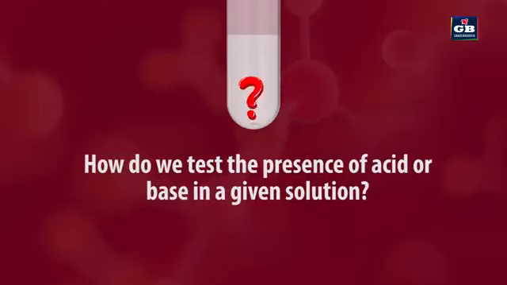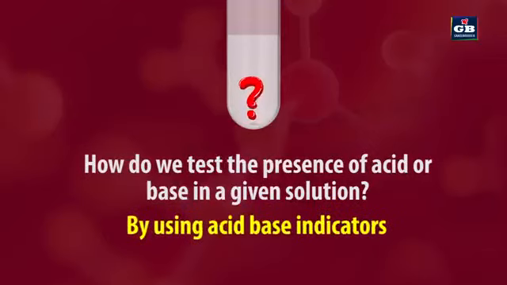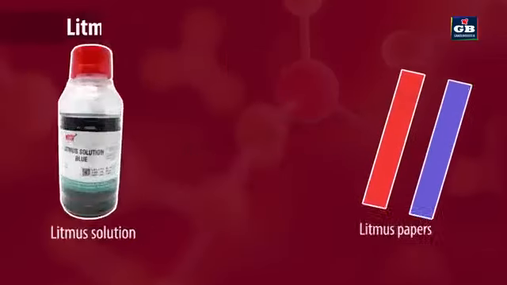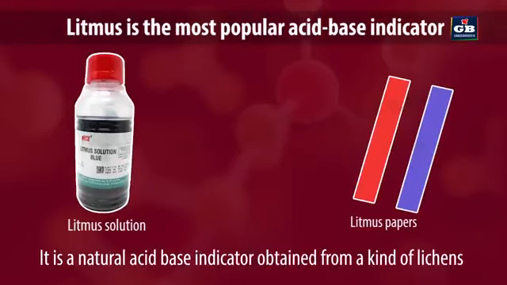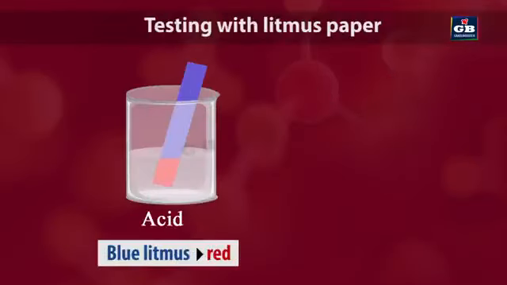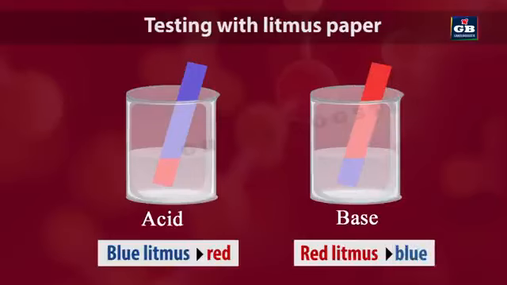We can test the presence of acid or base using acid-base indicators. Litmus is the most popular acid-base indicator. It is a natural acid-base indicator obtained from a kind of lichens. Blue litmus paper turns to red when dipped in acid. Red litmus paper turns to blue when dipped in a base.